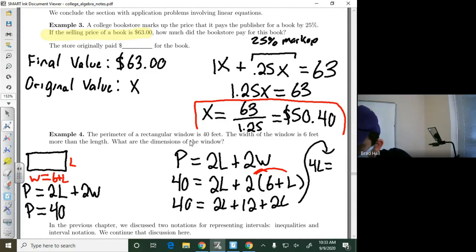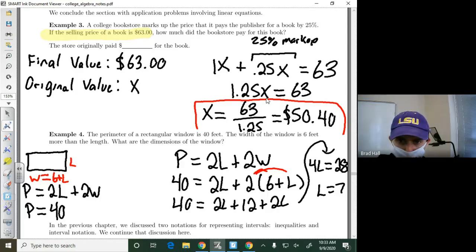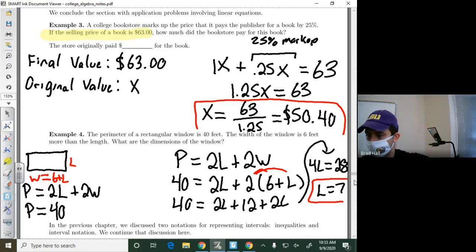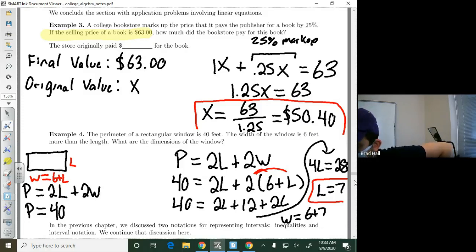4L is equal to 28. And I get that L is 7. So the length would be 7 feet. It wants to know the dimensions, so we're going to go ahead and find the width as well. So the width is 6 plus the length, which is now 7, which is 13. So the width is 13 feet, the length is 7 feet.